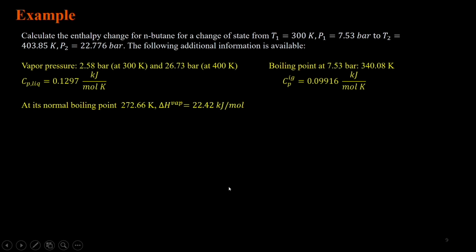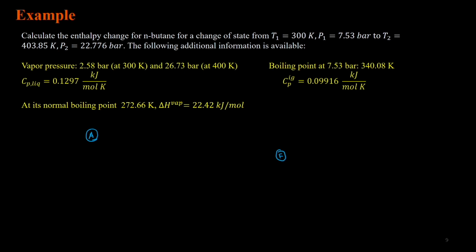Let's run through a problem and see how we can put together whatever we have talked about so far. We are interested in calculating enthalpy change for n-butane at 300 Kelvin and 7.53 bar if it changes to a final state of 403.85 Kelvin and 22.776 bar. Bunch of other information is given to us to help us in the calculations. Let's see what it means. So I have A, and I have a final state. Let's call this F. That's the final state. This is my initial state.